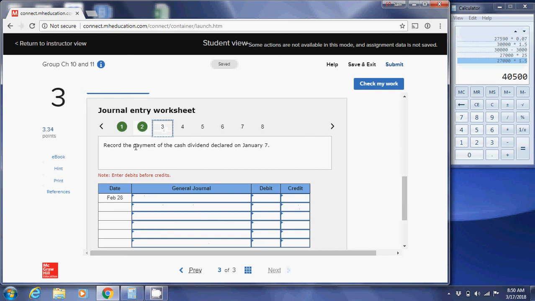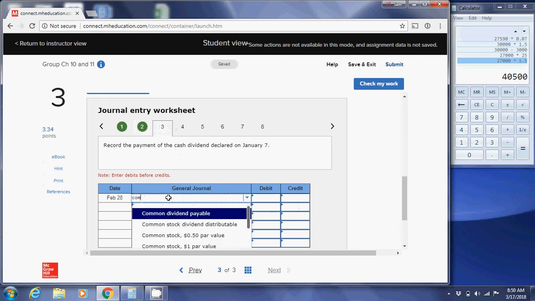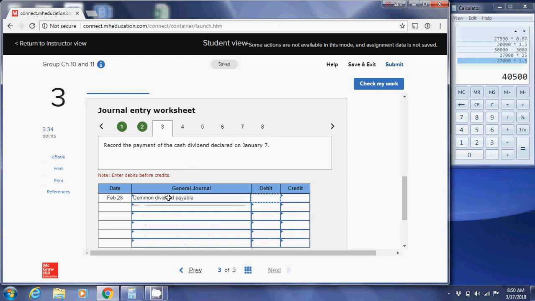All right. Moving on, we record the payment of the cash dividend. So we're going to pay this transaction off. Well, I have to relieve that payable, so common dividend payable goes down by 40,500, and we pay cash of 40,500.